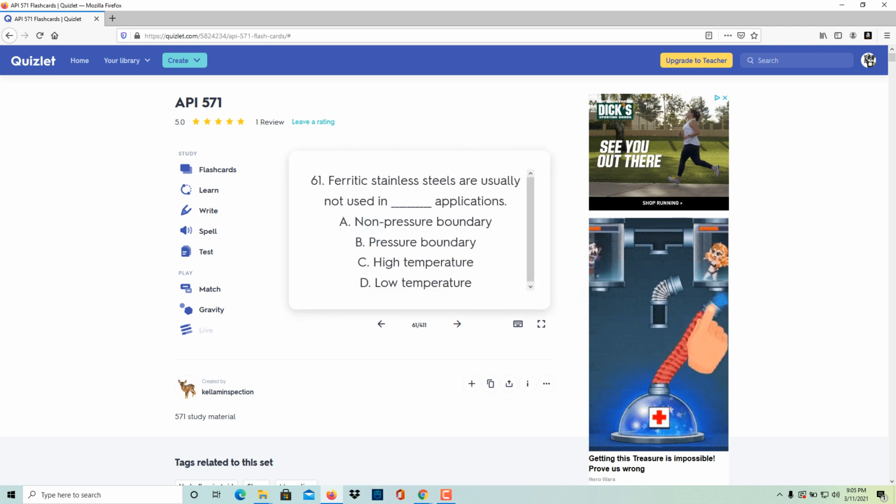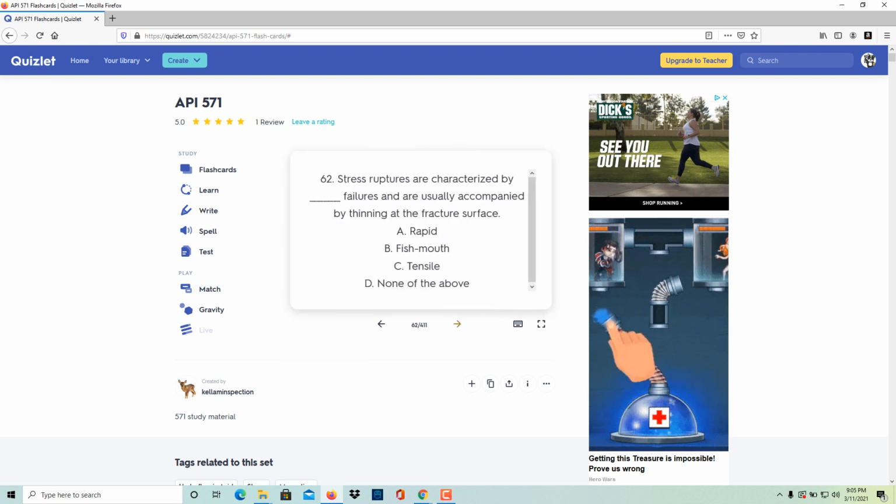That can be fused. Ferritic stainless steels are usually not used in what applications? Pressure boundary. I remember that. Stress ruptures are characterized by what failures and are usually accompanied by thinning at the fractured surface? Fish mouth.